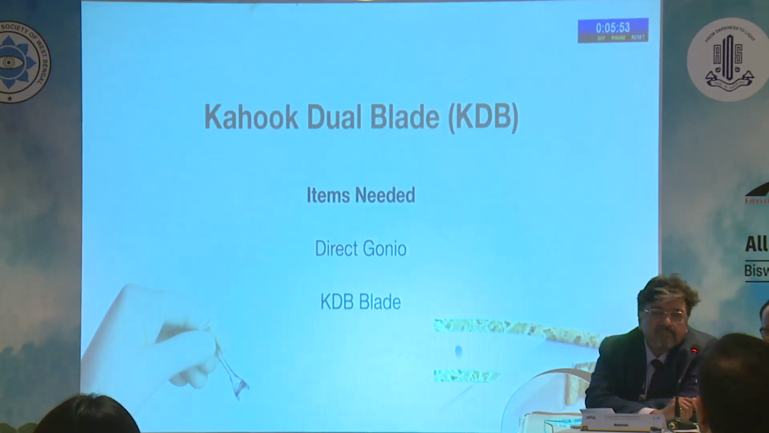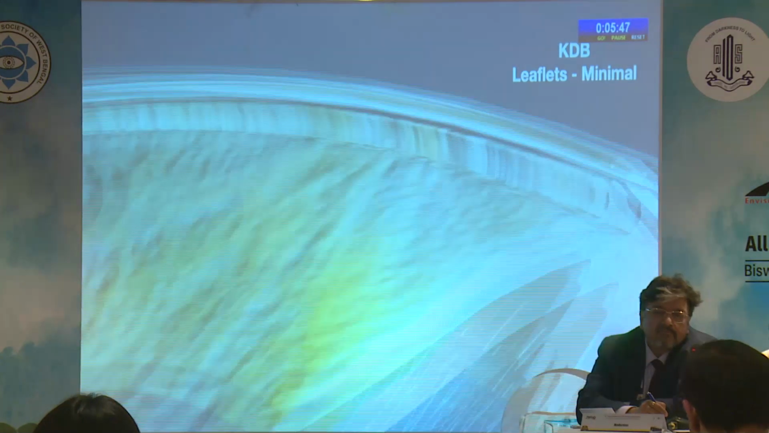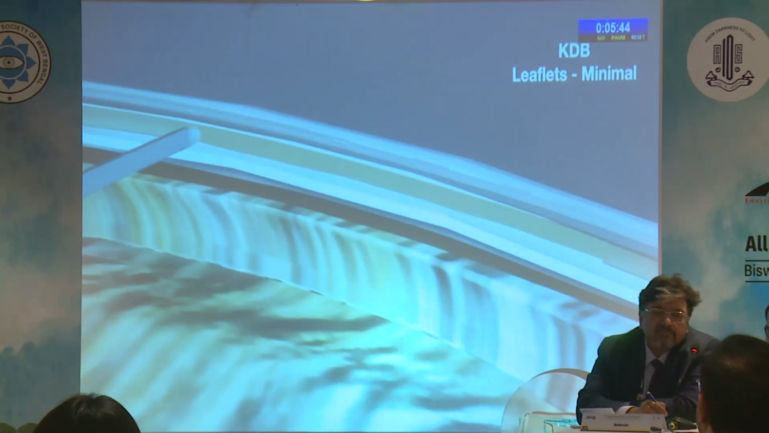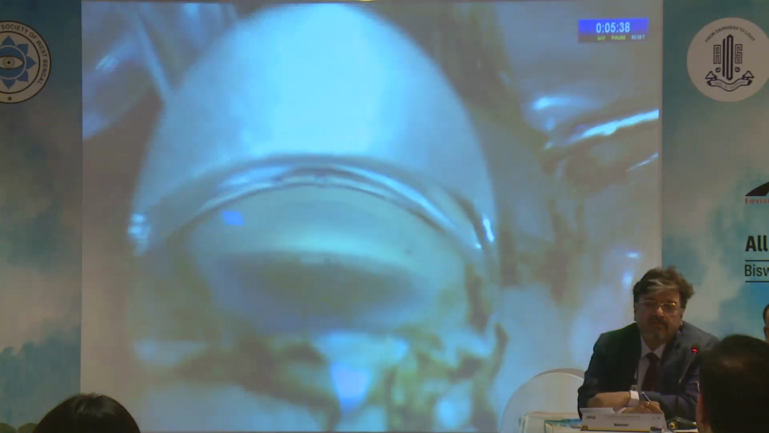Kahook dual blade goniotomy. Items needed are direct gonio and Kahook dual blade. Animation showing the excisional goniotomy performed using Kahook dual blade with a regular cleft without a leaflet. The gonioprism is positioned on the corneal surface. The KDB blade is introduced through the corneal incision.